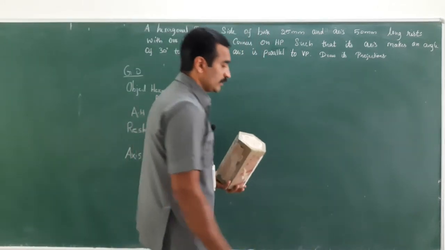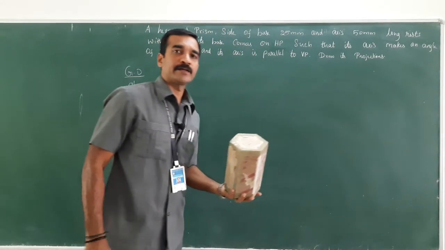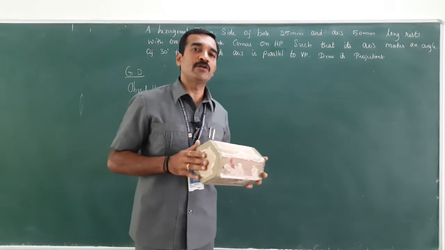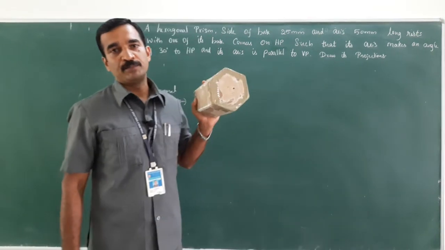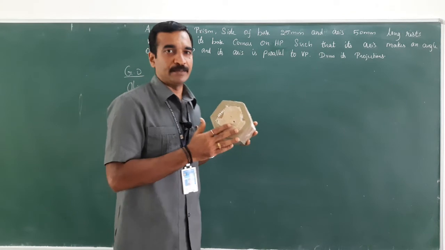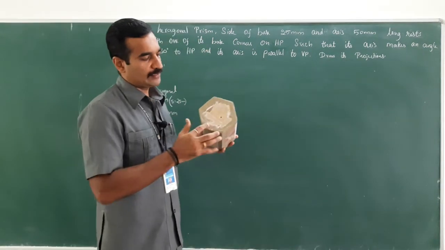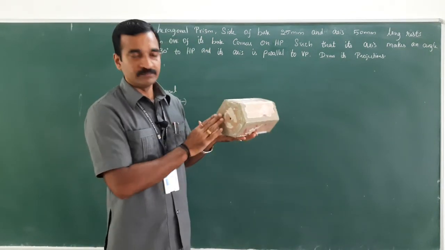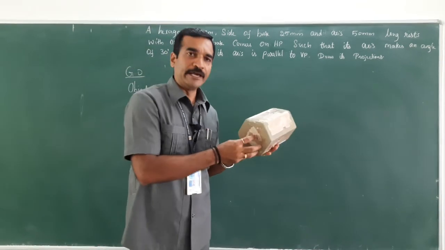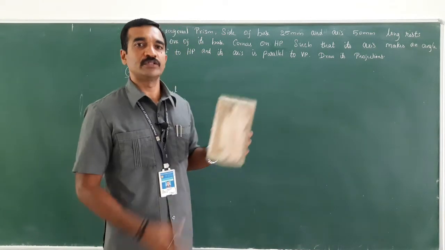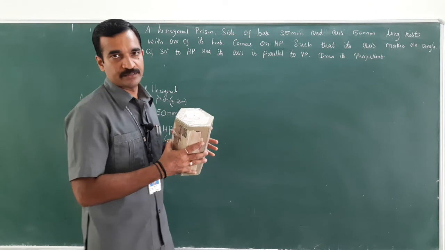So this is the object, right? The prism is named according to the shape of the base. Here, look, the top face and bottom face have hexagonal shape. Therefore this is a hexagonal prism.